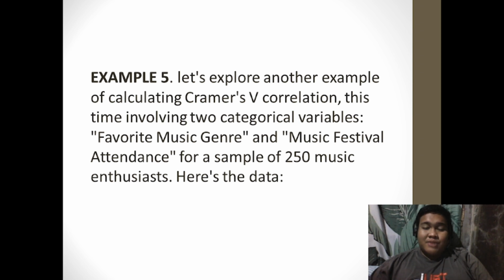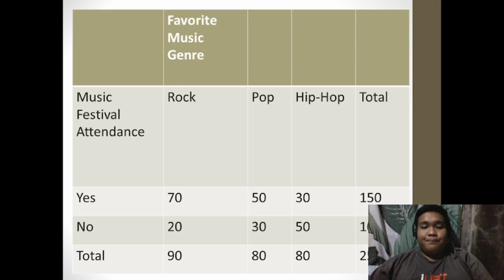Calculate Cramér's V correlation, this time involving two categorical variables, favorite music genre and music festival attendance, for a sample of 250 music enthusiasts. So here's the data. Music festival attendance. Favorite music genre: rock, pop, hip hop. So the attendance is 250. Some say rock is their best, some say pop is their best, and some say hip hop is their best. So the totals are 150 and 200.